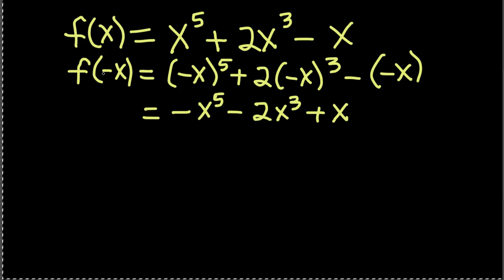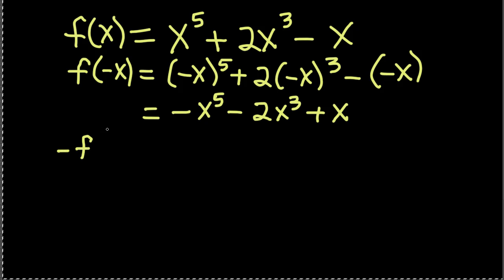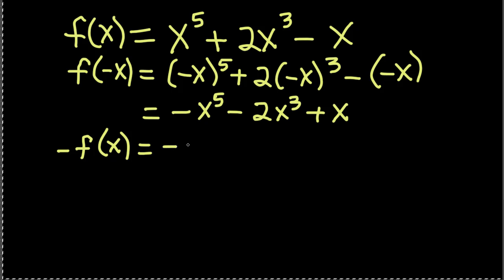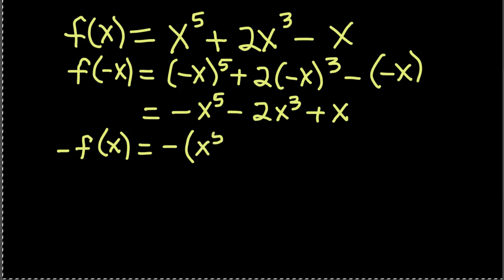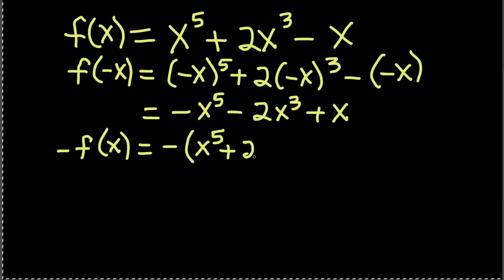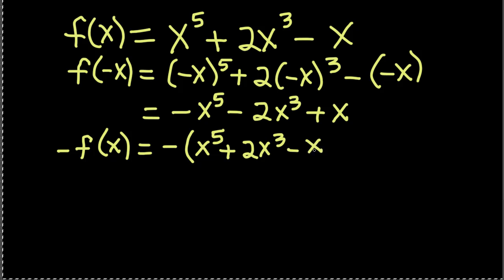Now remember, what this has to equal is the negative f of x. So what I need to do to find out if that's true is see if I can take a negative out of the original function. So I'm going to pull a negative out front. If I take a negative out of this, I get a positive x to the fifth. If I take a negative out of this, I get a positive 2x to the third. And if I take a negative out of this, opposite sign, I get a negative x.